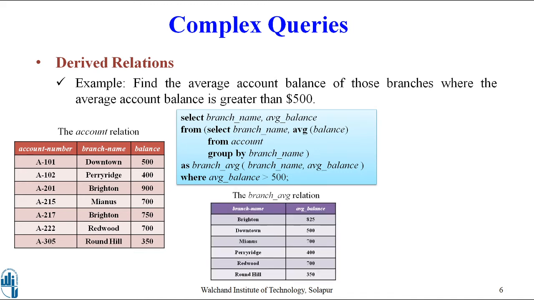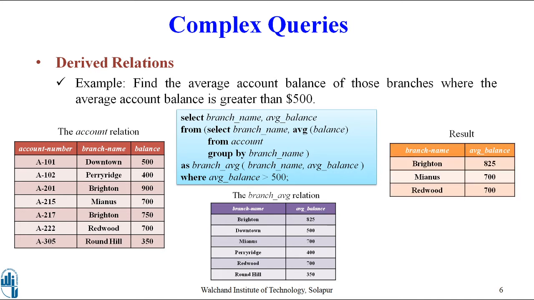The relation branch average is the result of the subquery written within the from clause, which finds the average of balance branch-wise. The final result contains only those tuples from the relation branch average where the average account balance is greater than $500. In the relation branch average, the third, fourth, and fifth tuples contain an average balance greater than 500. Hence, these three tuples are in the final result.